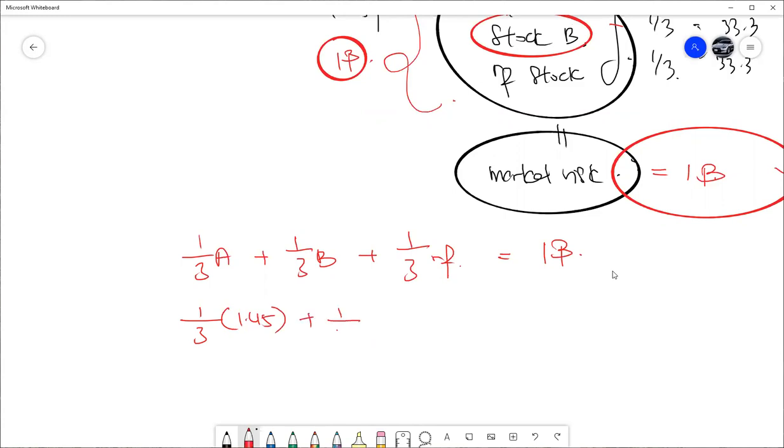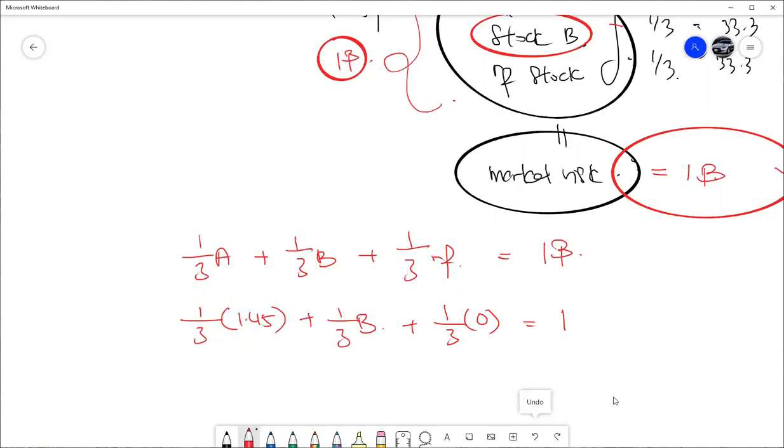Stock B is unknown, the one that you need to find the beta. And risk-free. Risk-free means no risk, so beta is zero. Remember this: risk-free, beta is 0, then this equation equals to 1, equals to 1 beta.